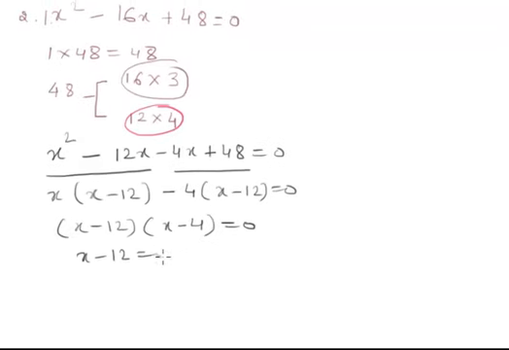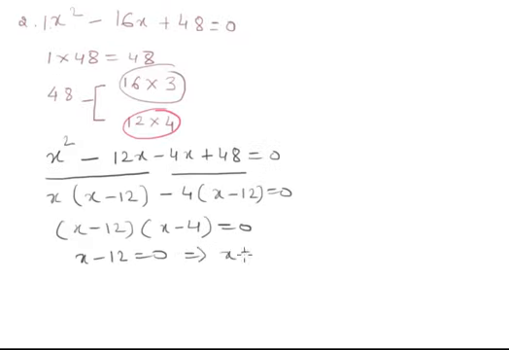It means either x minus 12 is 0 or x minus 4 is 0. When x minus 12 is 0, this gives you x equals 12. When x minus 4 equals 0, this gives you x equals 4. This is how you obtain the values of the given quadratic equation.